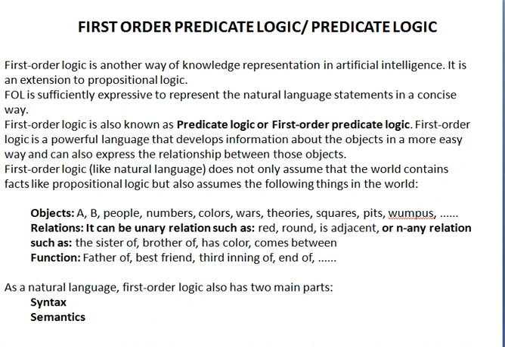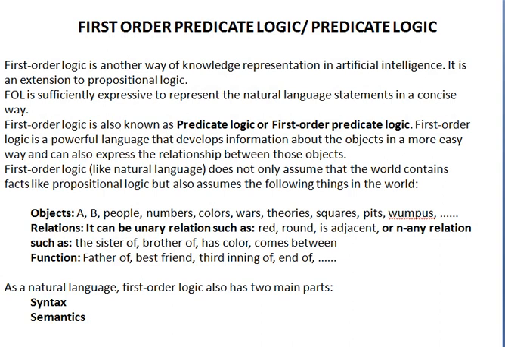Definition: first order logic is also known as predicate logic or first order predicate logic. It is a powerful language that develops information about objects in an easier way and can also express the relation between the objects. First order logic does not only assume that the world contains facts like propositional logic, but also assumes the following things in the world: objects, relations and functions.